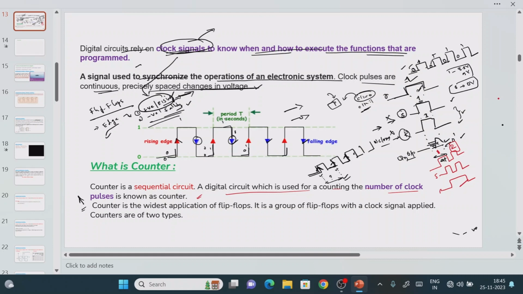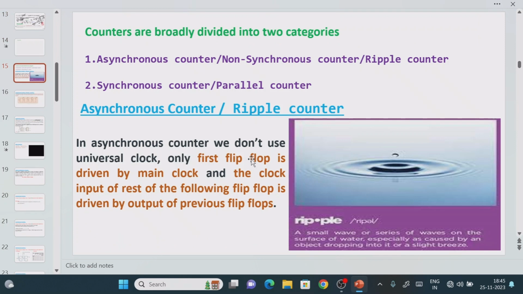The widest application of the counter is using flip-flops, where a group of flip-flops with the clock signal is applied. Based on how we are applying this clock signal, this is important. How we are connecting the clock signal to the flip-flops gives us two main classifications. The first one we call the asynchronous counter, or non-synchronous counter, or ripple counter, and the second one we call the synchronous counter or parallel counter.